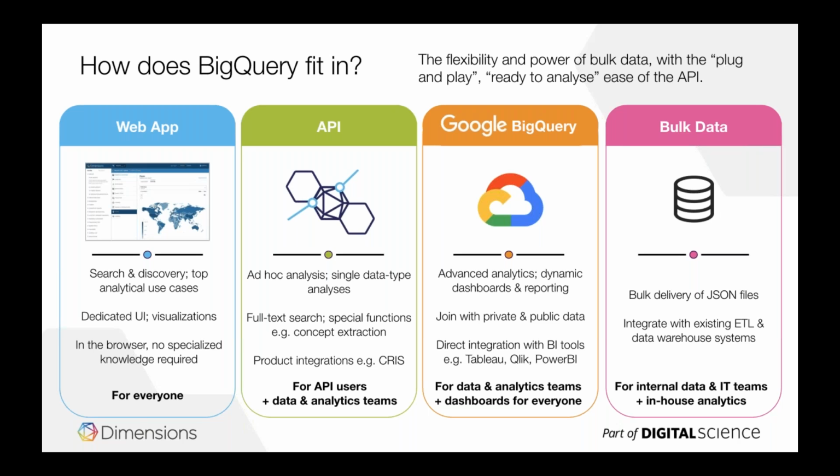And finally, we have the bulk data. I'm not going to say too much about this, but fundamentally with the bulk data, you would get the raw JSON data behind BigQuery, behind the API, and behind the web app. Of course, if you get the bulk data, you are in charge of putting this data somewhere if you want to make use of it. So that addresses a very specific use case, which is if you already have an ETL process in place, if you already have some data pipelines that are capable of pumping in Dimensions data, which is a pretty large data set, then bulk data might be what you're after.